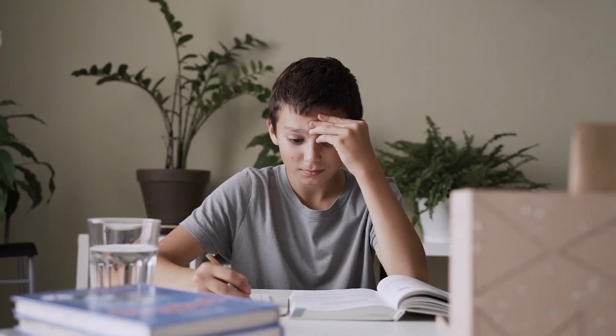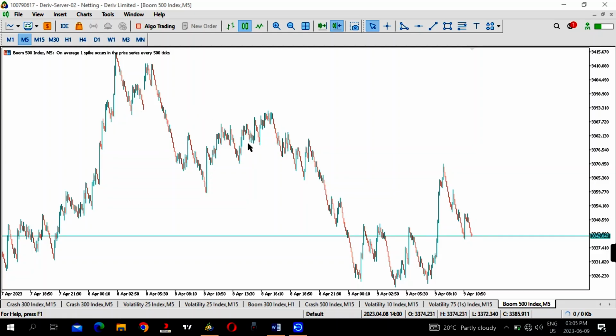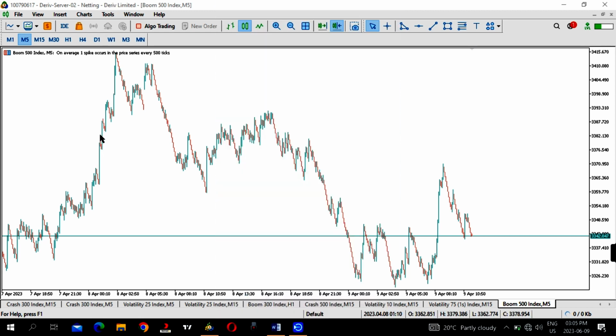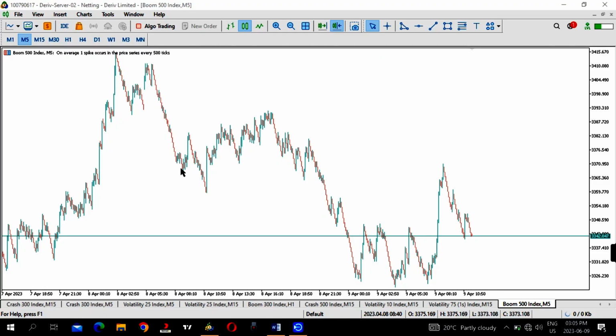Trading boom and crash can be the hardest thing to do when you're trading indices, because it's like two completely different markets that have been squashed together to make one market, right? That's mostly because you're either trading ticks or you're trading spikes. So it can be quite frustrating, especially if you haven't got the best idea on how to trade this strategy. It's been quite hard for me to explain to somebody how to trade boom and crash. It took a while, right?